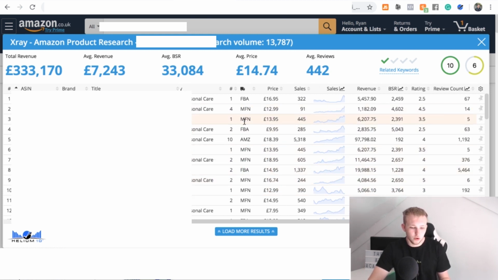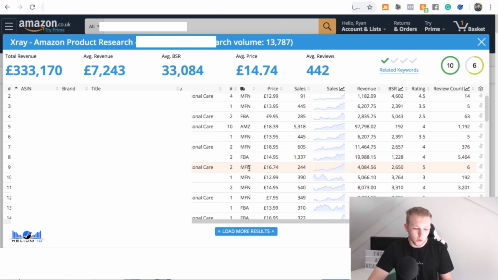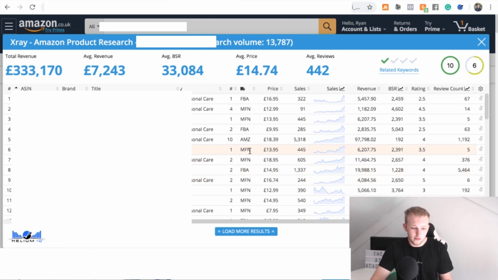So moving across to the delivery. Now we have quite a few MFN people here, which are multi-fulfillment network or merchant fulfillment network, whichever one you want to do, which basically means that the seller themselves are fulfilling the orders. Now, at the time of this video, we're currently on lockdown and all these things are going on. So it could be the case that all these people are fulfilling their own products because they can't send them into Amazon. Now, I don't know if that's the case or not. That might just be because of the product.